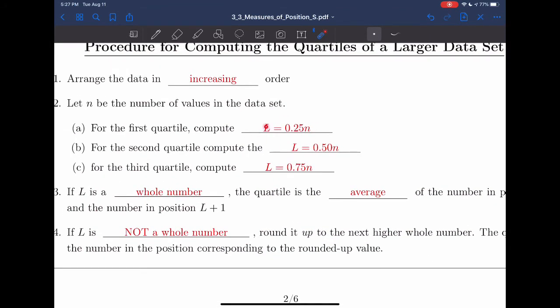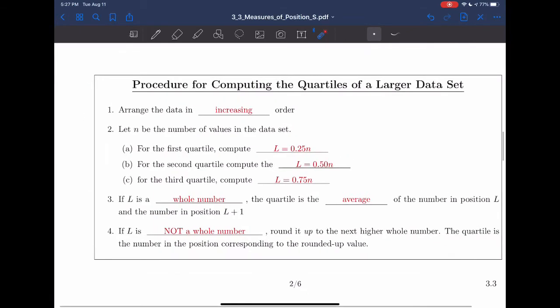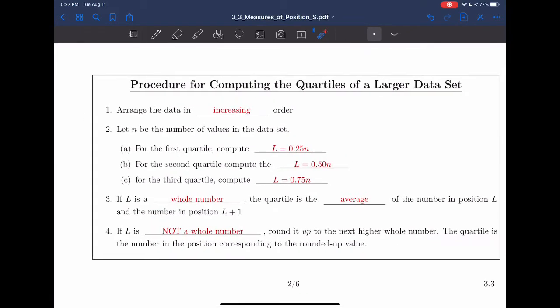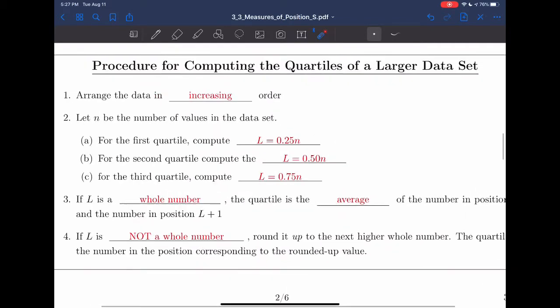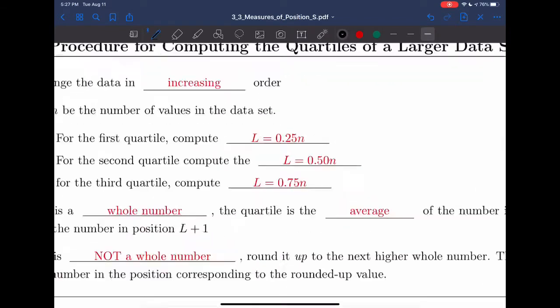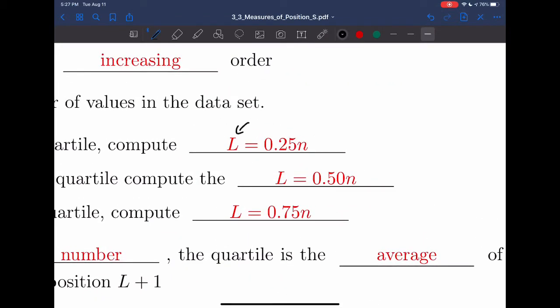If this number, L, is a whole number, then your quartile is the average of the number in position L and the number in position L plus 1. Think of L like the location of your quartile.